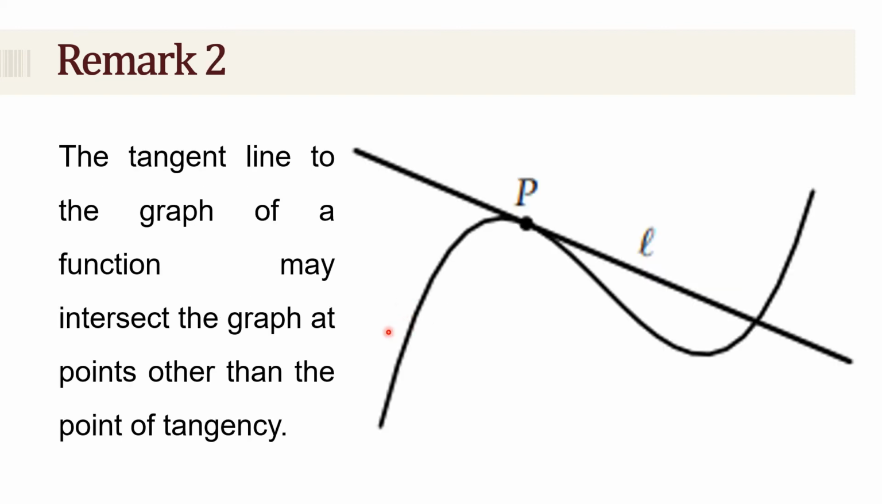The tangent line to the graph of a function may intersect the graph at points other than the point of tangency. So, unlike doon sa circle natin, wherein yung point of tangency natin, iisa lang talaga. Okay? Doon lang talaga yung kanyang in-intersect. Pero dito sa curve natin, pag sinabi natin tangent line, pwedeng more than one. For example dito, in-intersect siya sa point P, tapos meron pang isang intersection dito. Okay? So, yun yung pagkakaiba ng tangent line sa circle at yung tangent line sa curve.